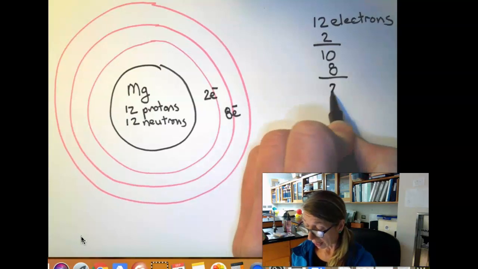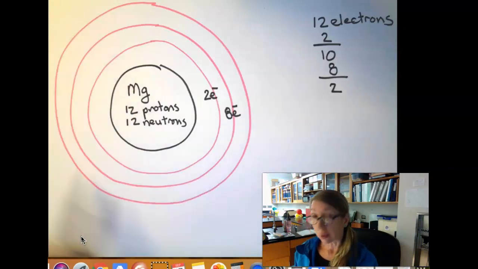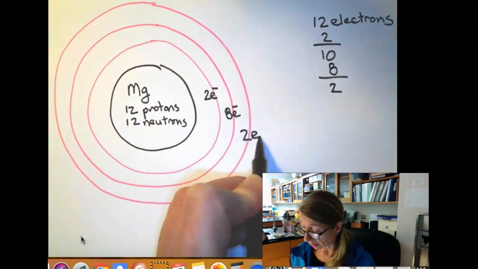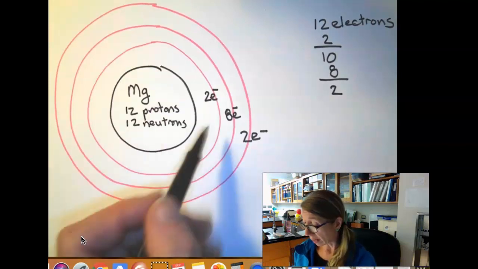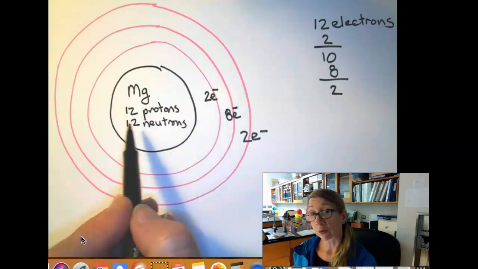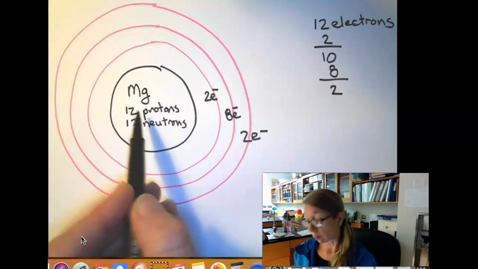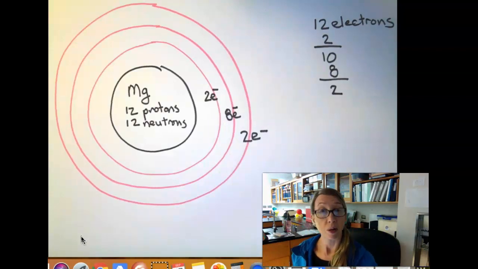We have 2 left. Now, just like a concert that doesn't sell out, this third level has 8 seats. But we only have 2 electrons. Well, that's all that's going to be there, is 2 electrons. There's 2 electrons and 6 places just go unfilled. So magnesium, and you can go back and count and double check, you have 12 protons and 12 neutrons. The number of electrons should equal the number of protons. 2 plus 8 is 10 plus 2 is 12.